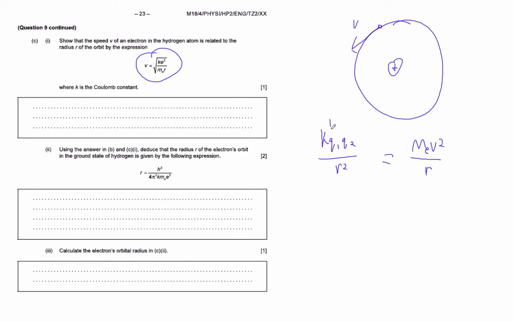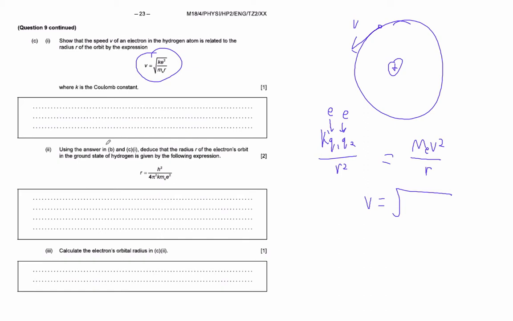k is k. This charge would be the electron charge of the nucleus, and this would be the electron charge, so there's your e squared, over the mass of the electron. Just solve that for v. v is equal to, yep. So take this expression and solve it. This is Coulomb force equals centripetal force.